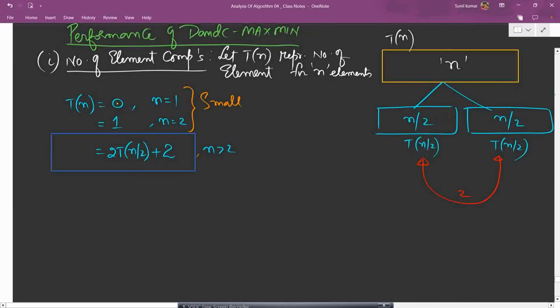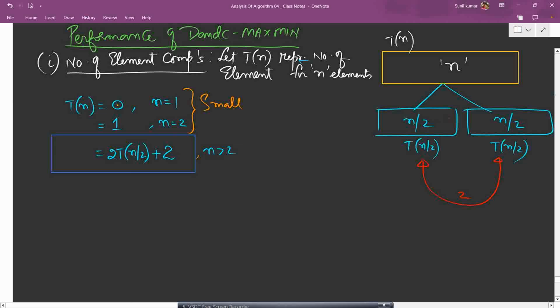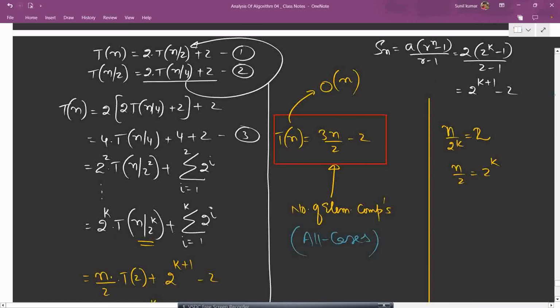So the performance of MaxMin is measured by the number of element comparisons. Let T(n) represent the number of element comparisons for n elements. T(n) is equal to 0 when n is equal to 1, it is 1 when n is equal to 2, and 2T(n/2) plus 2 otherwise. Here we have two calls of n by 2, and the 2 is the combination cost.